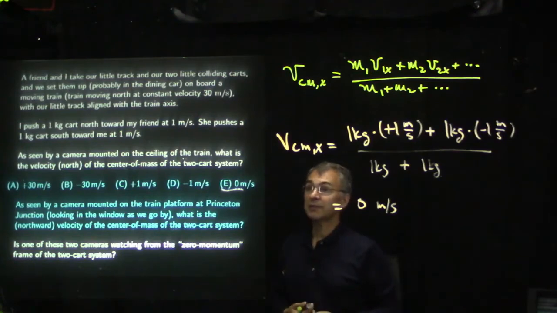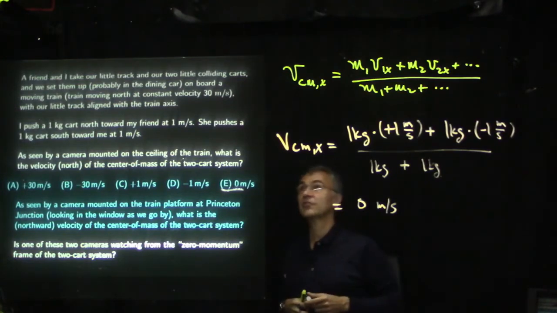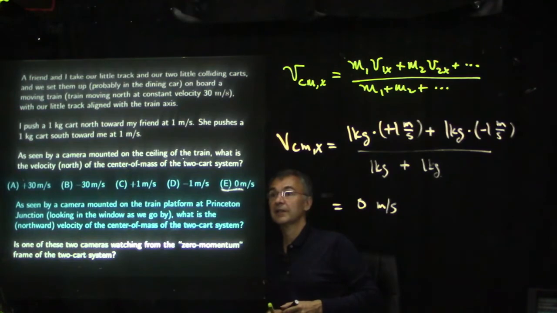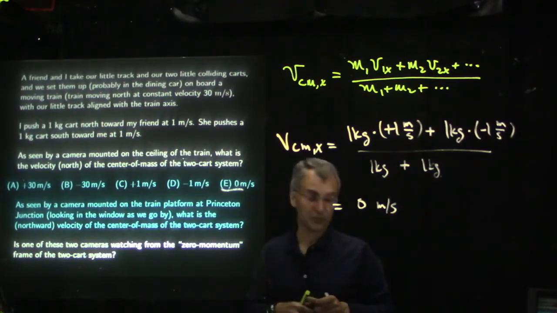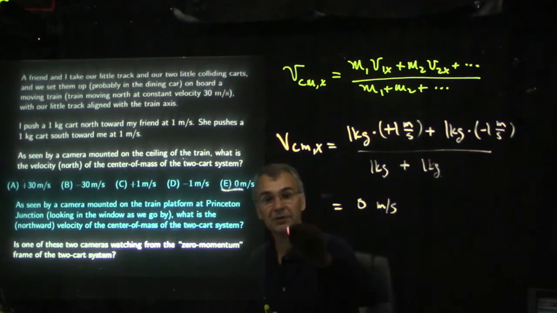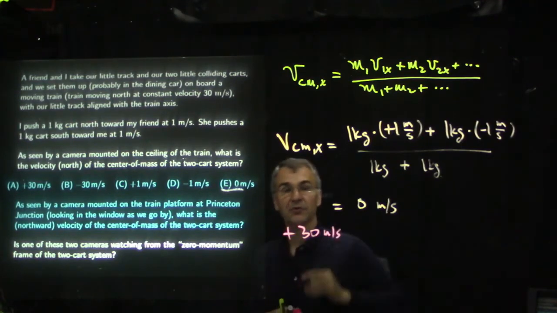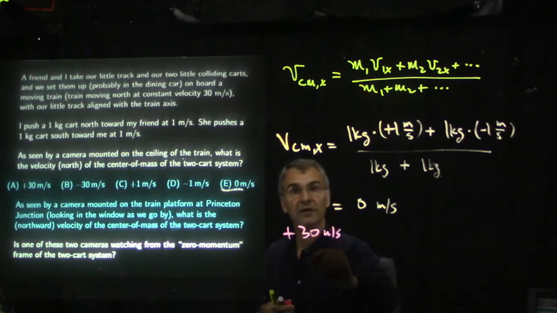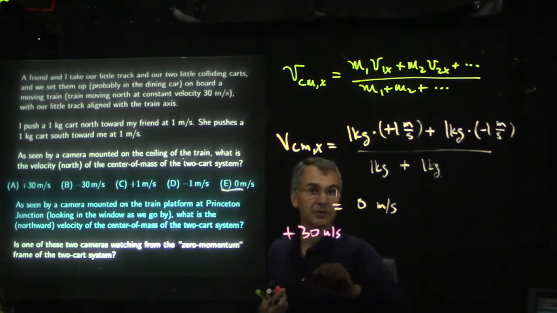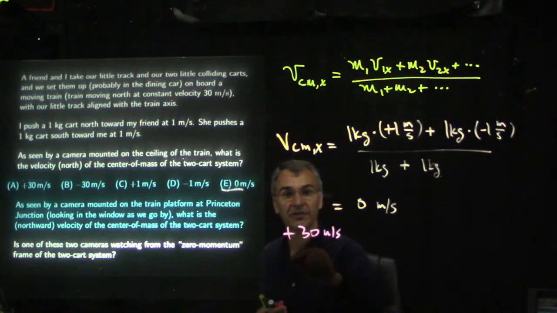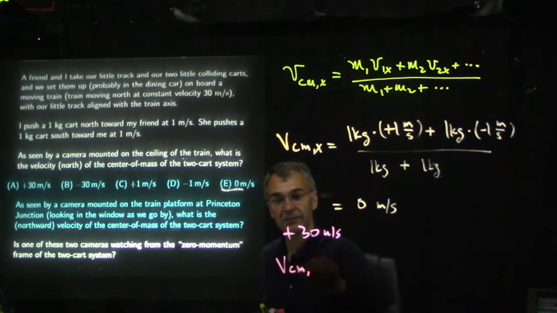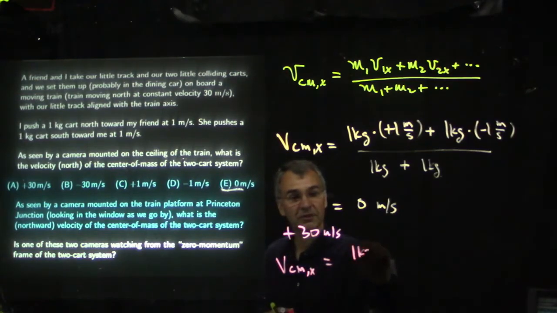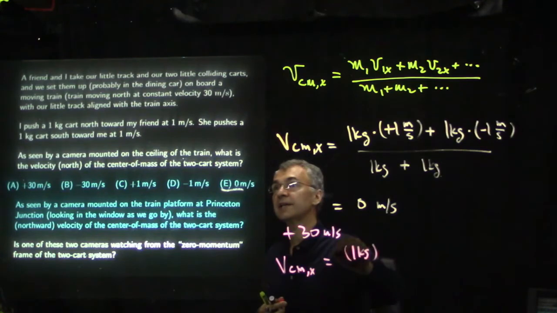As seen by a camera mounted on the train platform at Princeton Junction, which is looking in the window as we go by, what is the northward velocity of the center of mass of the two-cart system? Well, I think in that second case, the answer is going to be plus 30 meters per second. You say, how did I get that so fast? Well, this is as seen from the train platform, like at Princeton Junction. It's like the sidewalk, basically. I have VCM, the X component. So our 1 kilogram cart is moving.